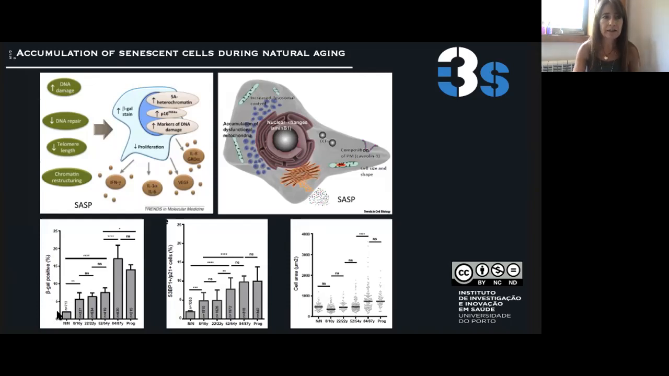So you see here that not only is there an increased percentage of cells staining positive for the SA beta-gal assay, but cells also become increasingly positive for the double immunostaining for a DNA damage marker, 53BP1, and the cell cycle inhibitor p21. And also the cell size, which is a typical feature of senescent cells, tends to increase in the elderly samples and HGPS.